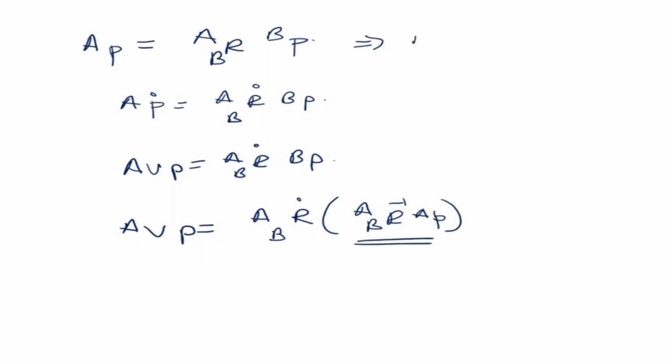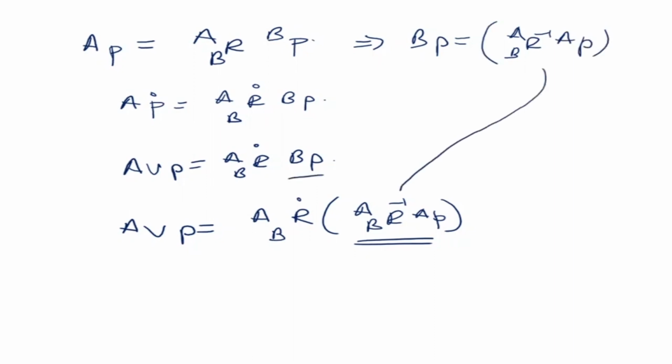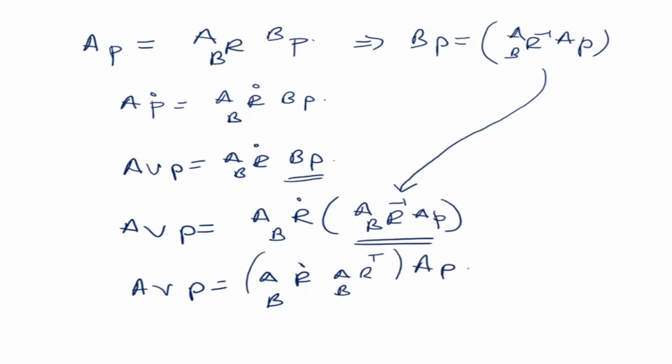So what is BP equal to? BP is equal to RB inverse into AP. So from here I get that, and I put it in here, so in place of BP I put that in. Now if I open the matrices, what you see is that AVP is equal to ARB dot into ARB inverse, which is equal to the transpose, so we get this into AP.